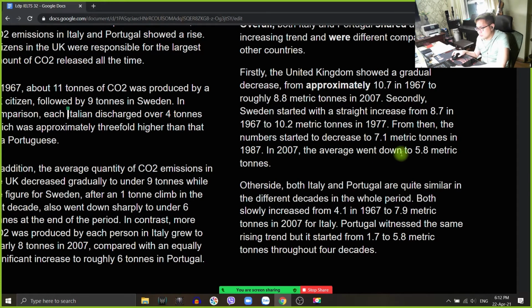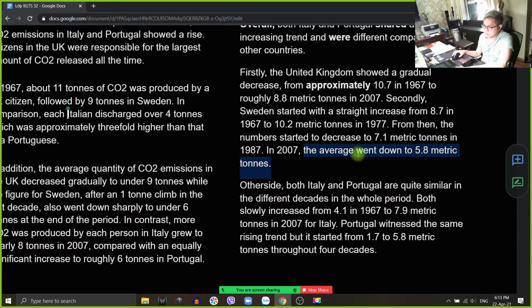In 2007 the average went down to what average? What average are you talking about? The average carbon dioxide emission for... went down is basically a spoken language. Went down, go down is spoken language.